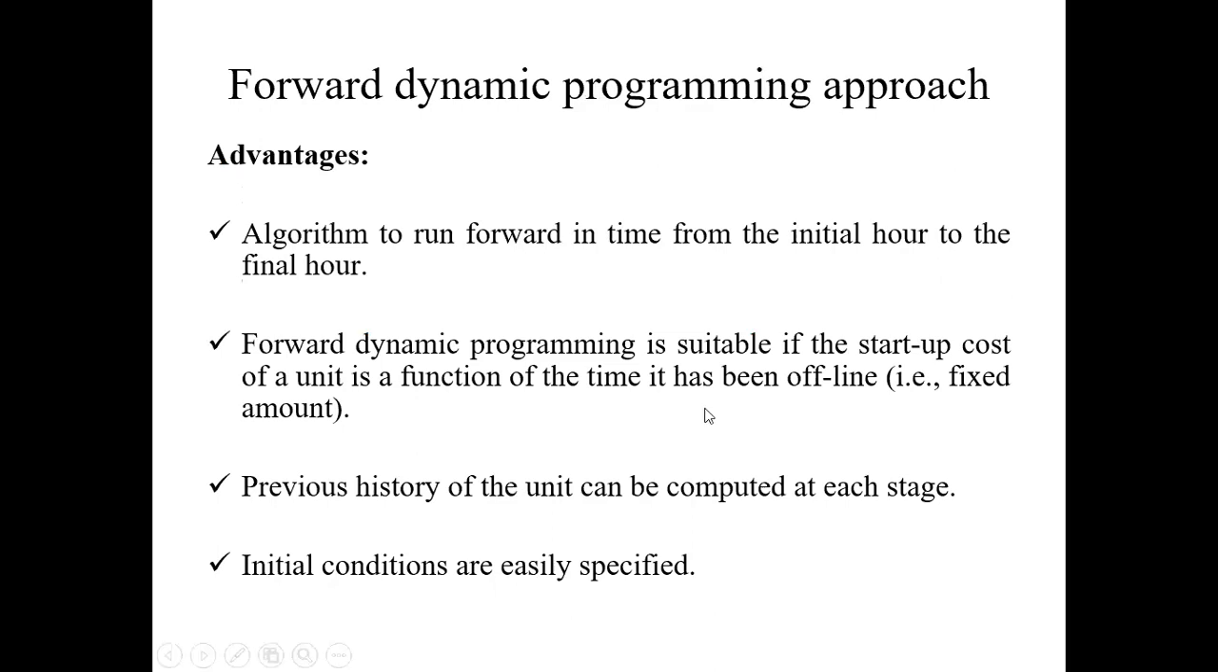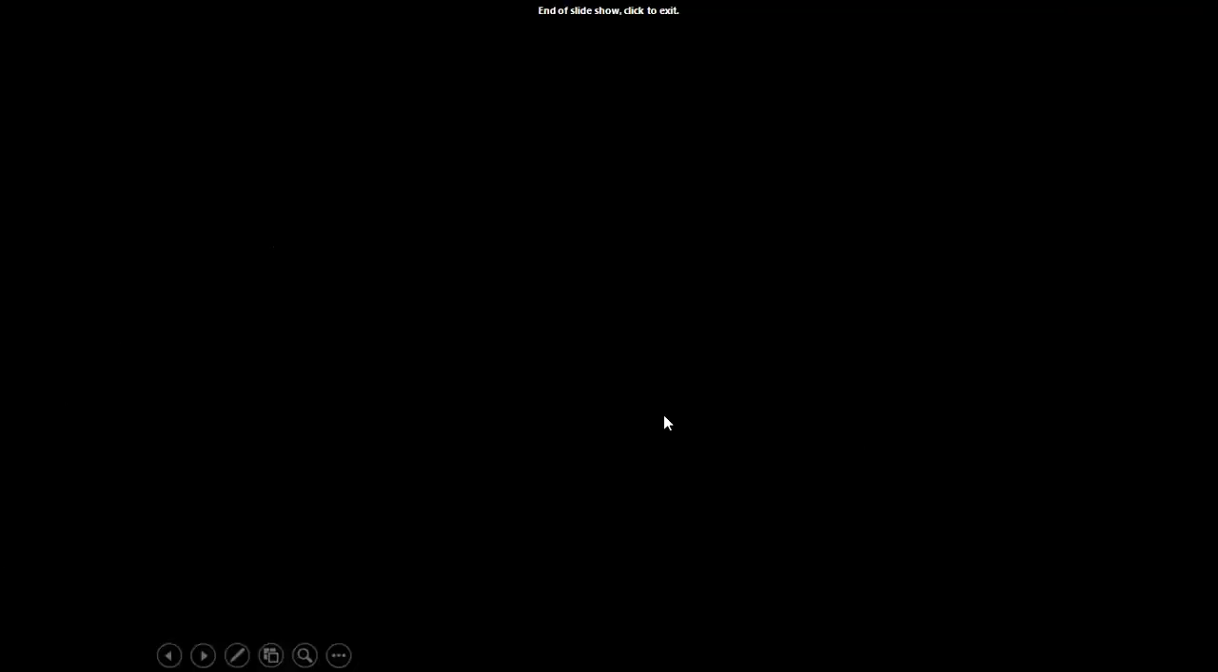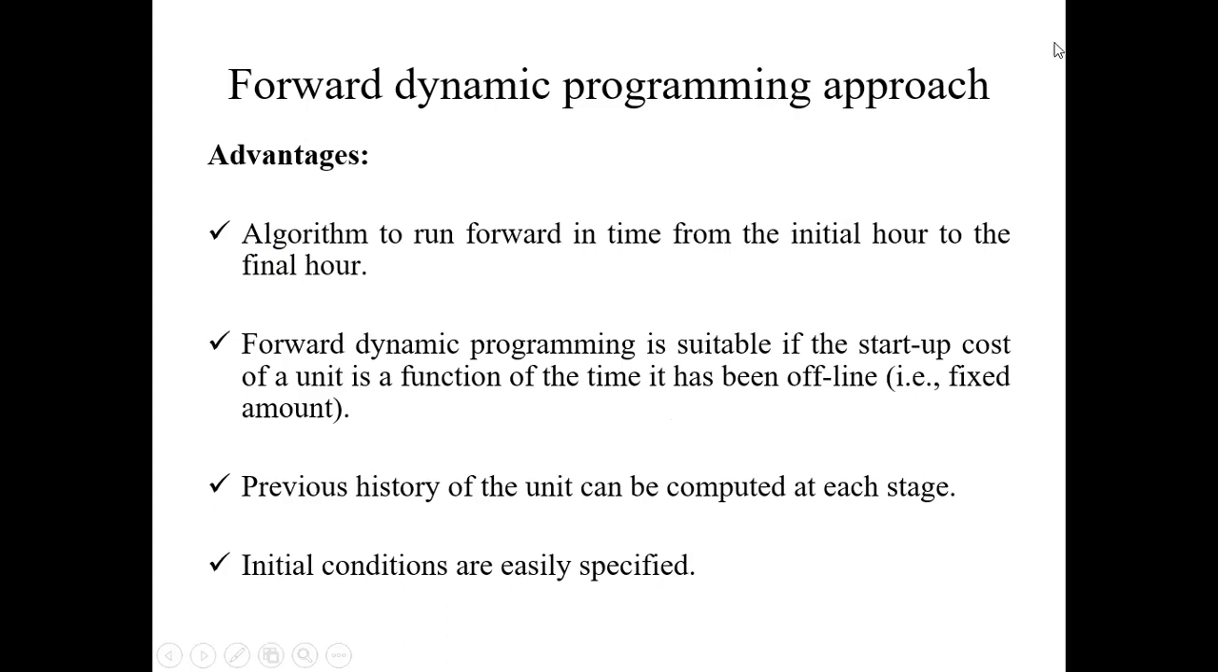The first advantage is that the algorithm must run forward in time from the initial hours to the final hours. It should run in a forward manner only, and it should not go back to the previous set of units while going for n number of combinations. The previous history of units can be computed across each stage. The initial conditions of the system can also be easily specified. Forward dynamic programming is very suitable if the startup cost of a unit is a function of time and it has been offline, which states the fixed amount of the system. This is the simple topic when going for the unit commitment solutions.